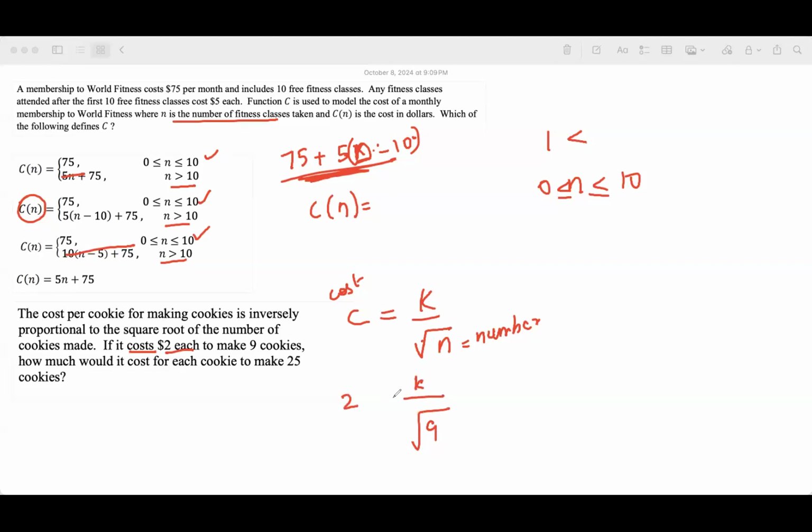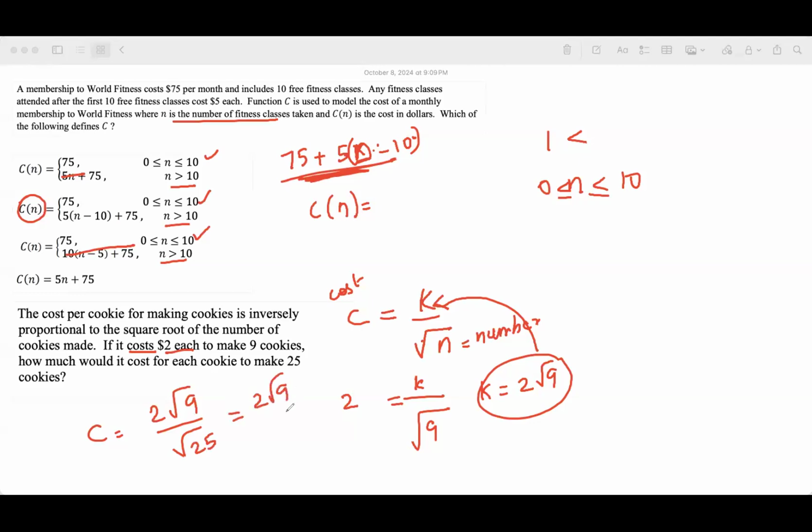First I need to find the constant of proportionality. Constant of proportionality is 2 root 9. Now, how much would it cost to make 25 cookies? You know the constant of proportionality value, so cost equals 2 root 9 by square root of 25, which is 2 root 9 by 5. Does it make sense?